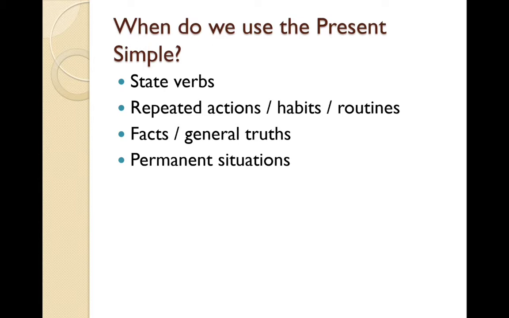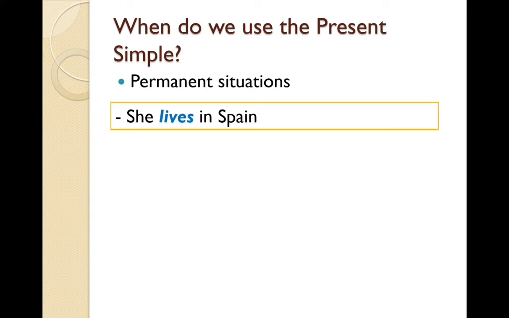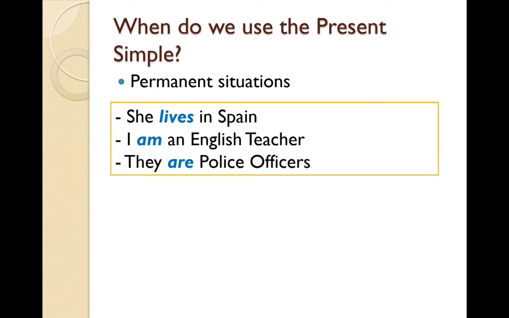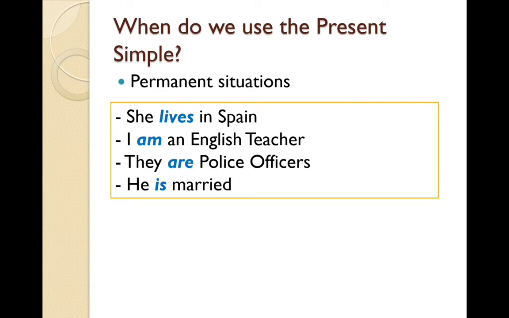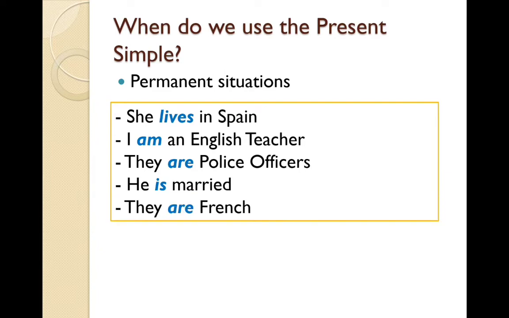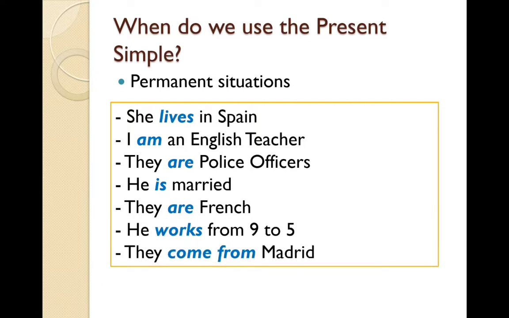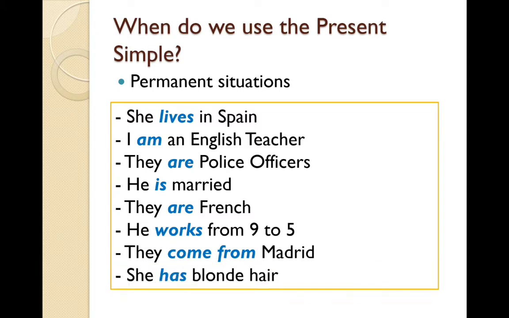We also use the present simple tense to talk about permanent situations. She lives in Spain. I am an English teacher. They are police officers. He is married. They are French. He works from 9 to 5. They come from Madrid. She has blonde hair.